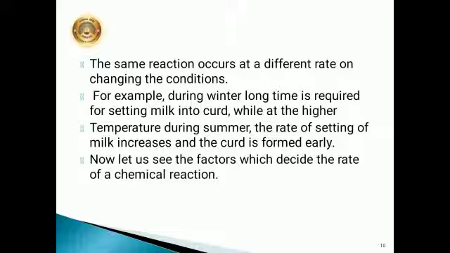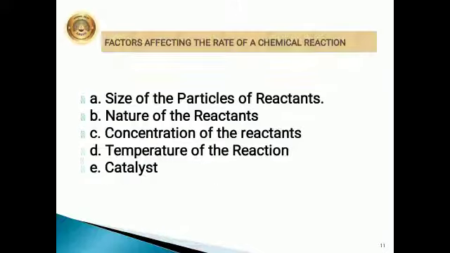Now we are going to see 5 factors on which the rate of the chemical reaction depends. Factors affecting the rate of chemical reaction. The 5 factors on which the rate depends are size of the particles of the reactants, nature of the reactants, concentration of the reactants, temperature of the reactants and the catalyst.